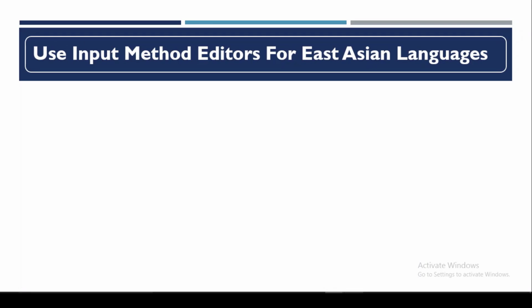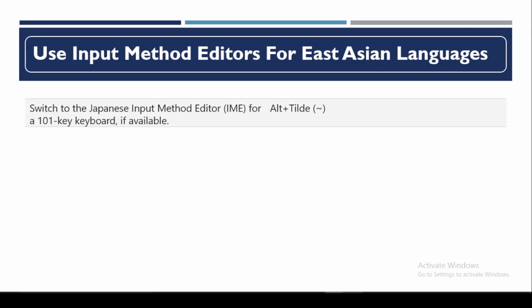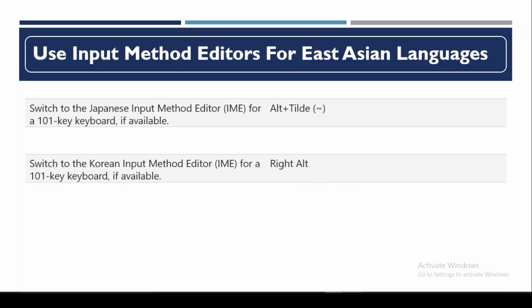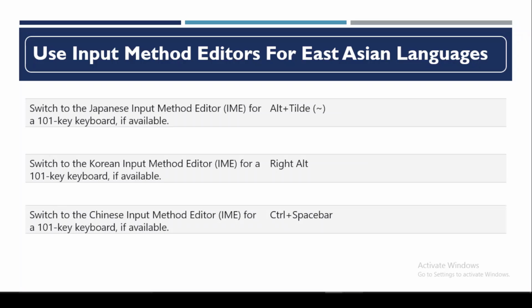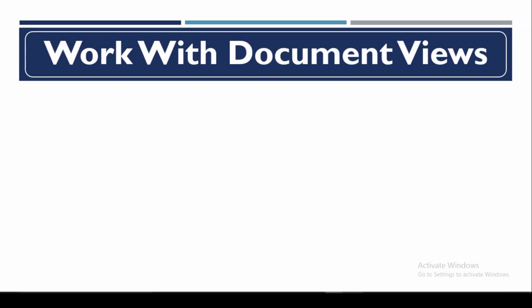Now, have a look at Use Input Method Editors for East Asian languages. Switch to the Japanese input method editor for a 101 key keyboard, if available. Alt plus tilde, switch to the Korean input method editor for a 101 key keyboard, if available. Right Alt, switch to the Chinese input method editor for a 101 key keyboard, if available. Control plus spacebar.